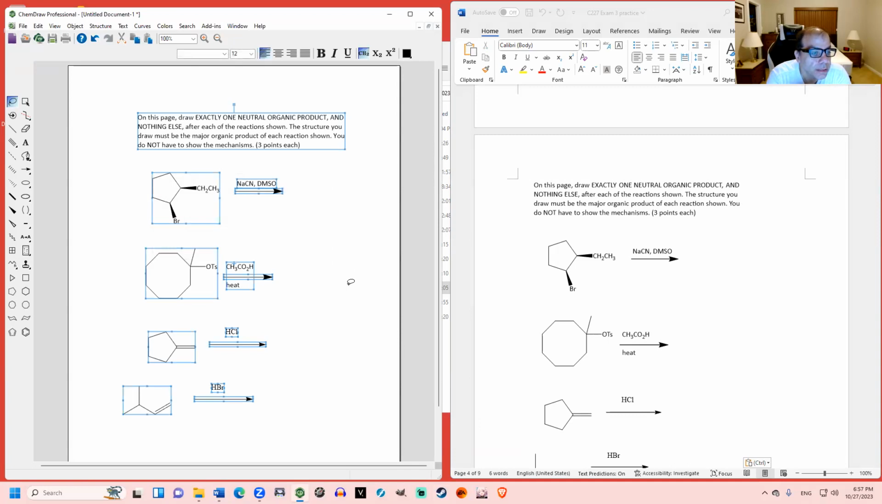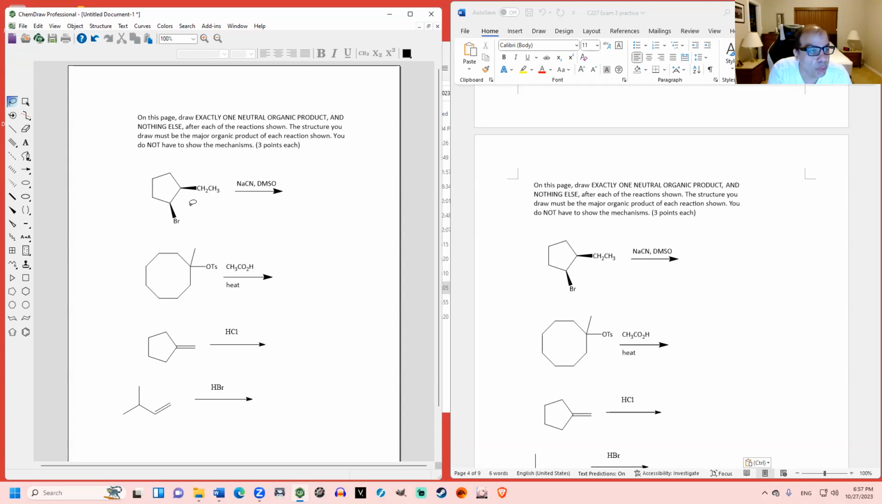Now, these types of questions are very common in organic exams where you need to fill in the product. And the correct answer for full credit is always, without exception, exactly one neutral organic product. We're looking for the major organic product. That's unambiguous, the major organic product. So just like ACTIVE always says, ignore inorganic side products, we'll do the same here.